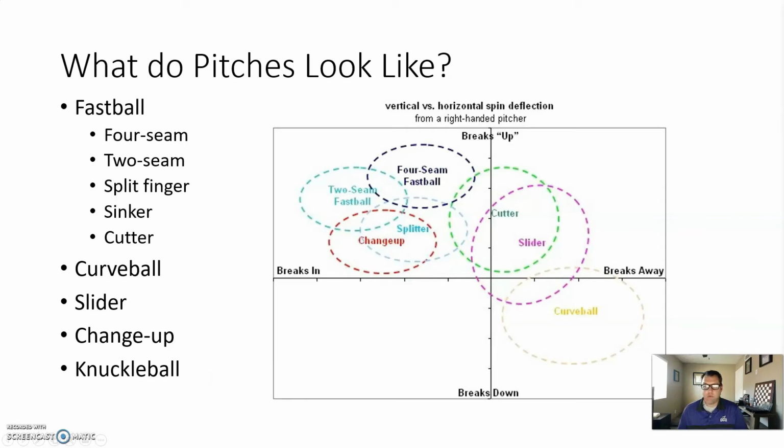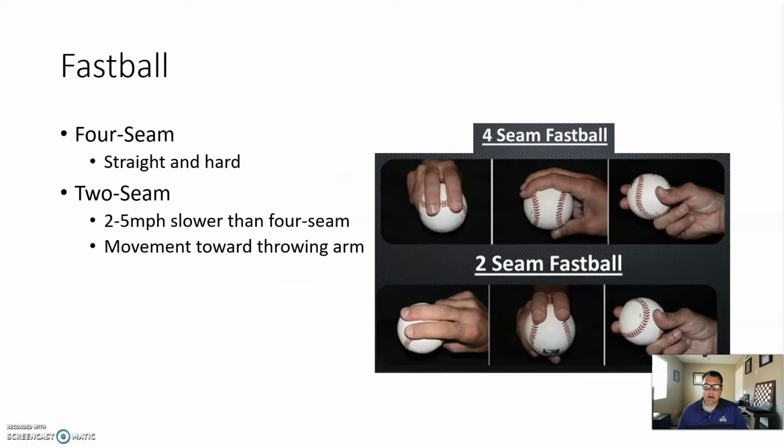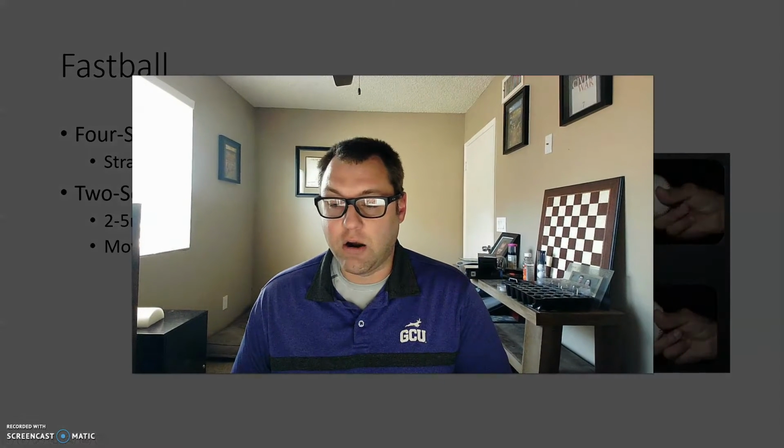So first off, we look at our fastballs. Now, as the name implies, your fastball is going to be your fastest pitch in terms of velocity. You have a four-seam fastball and a two-seam fastball. In general, a four-seam fastball is going to be your straight fastball. This is the one that you're throwing hardest. And then a two-seam fastball will tend to be several miles an hour slower than the four-seam fastball, and it's going to have movement typically towards the throwing arm.